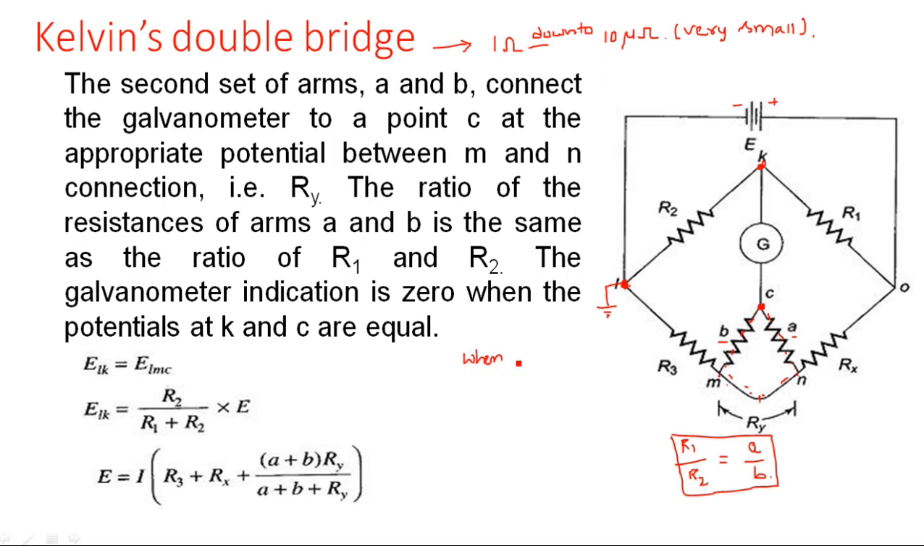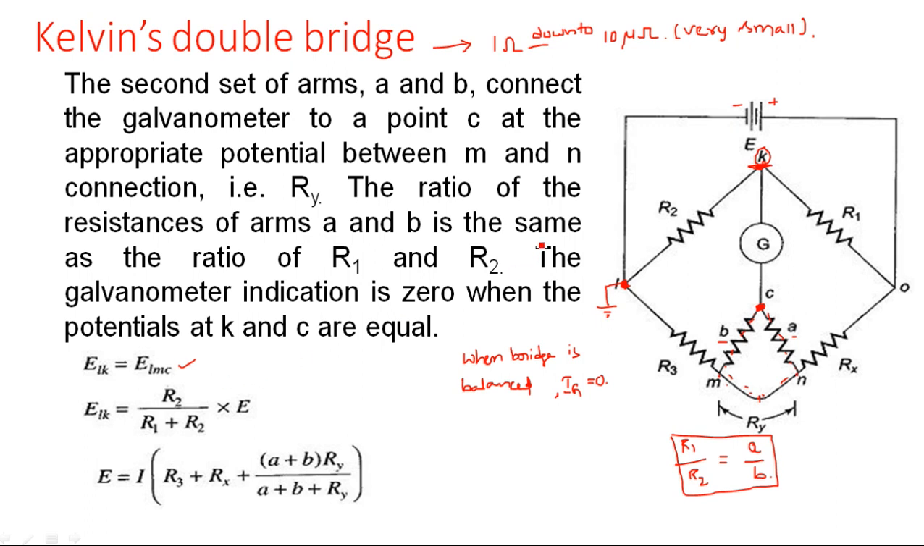When the bridge is balanced, the condition is Ig equal to zero. That means there is no potential difference on either side of the galvanometer. That means Ek is equal to Ec, the potential at the K node is equal to the potential at the C node. That is written like this: ELK is equal to ELMC, both are the same. From here to ground and again from K to ground. That is the meaning of ELK equal to ELMC.